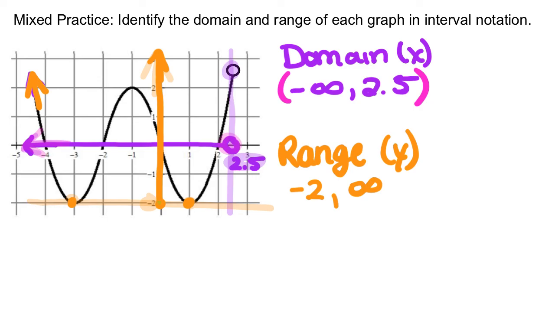Now since I have a closed circle at -2, I would use a bracket. And since I have an arrow, I would use a parentheses for the other side. So my domain extends from -infinity to 2.5 non-inclusive, and my range is from -2 inclusive to +infinity.